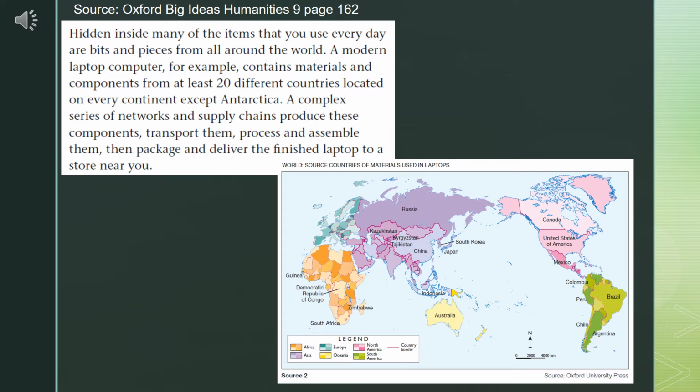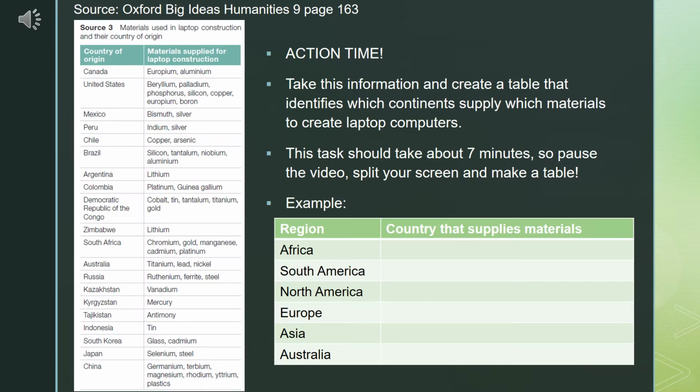Take a look at the world map on your right. You'll see that almost every country has some kind of contribution to make to providing materials used in creating laptops, just like yours. Take a look at this resource on your left. You'll see that it is a table that shows countries of origin and the materials supplied for laptop construction. I don't know about you, but I think a lot of things on this list are things I've never even heard of, but clearly they're an important component of our laptop computers.